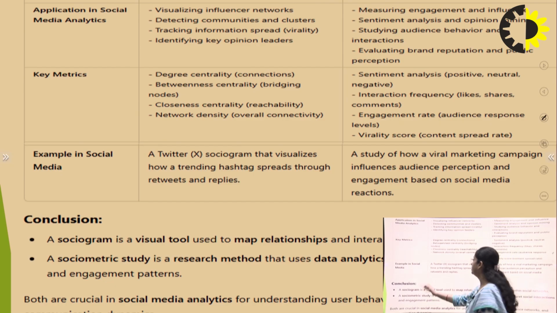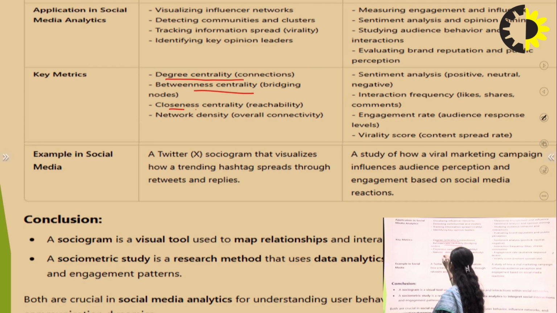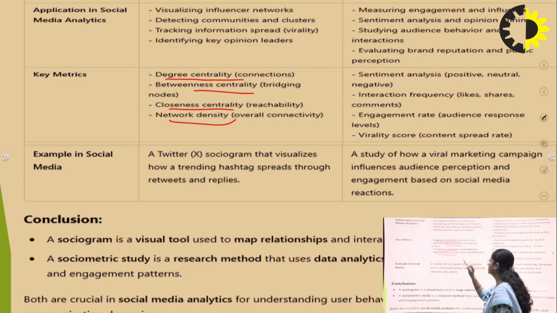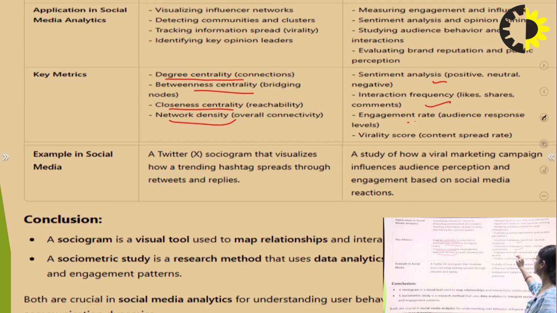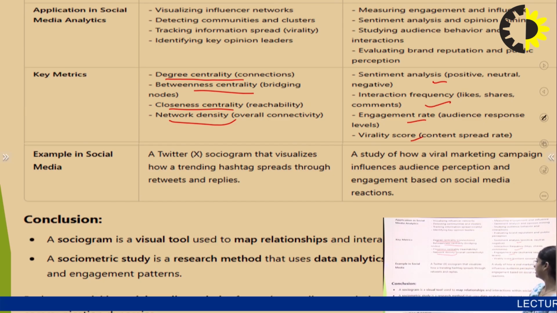Next, the key metrics here are degree centrality, betweenness centrality, closeness centrality, and network density. Here: sentiment analysis, interaction frequency, engagement rate, and virality score, that is content spread rate, how the content is spread.